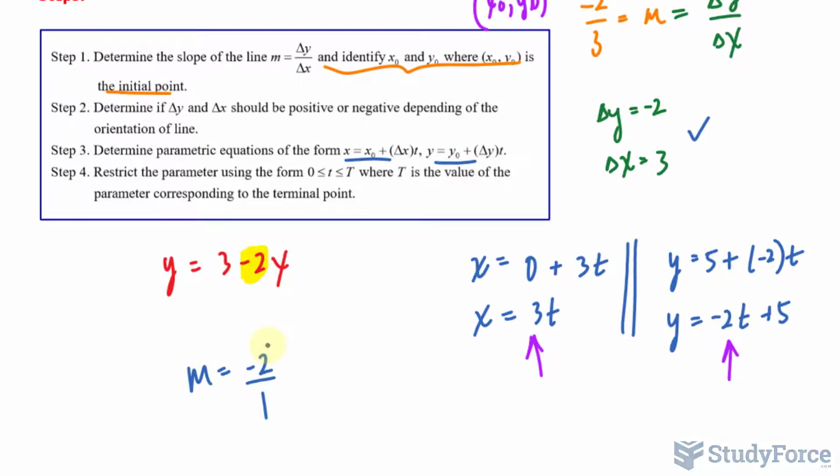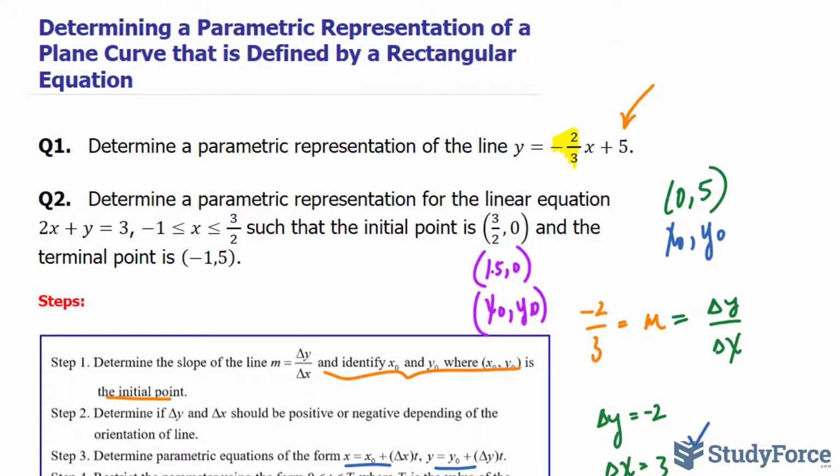I'll write this down as a fraction, negative 2 over 1. But unlike in question number 1, we can't automatically assume that this negative belongs to the top number as opposed to the bottom number. Instead, what you have to do, and I know this part is a little strange, is you have to look at the initial point and the terminal point to be able to determine which one is negative, whether it's the top or the bottom.